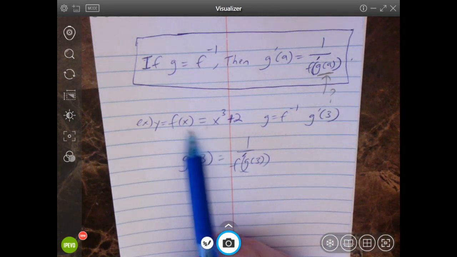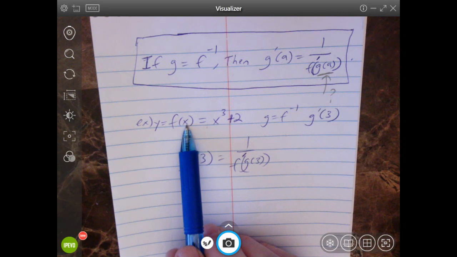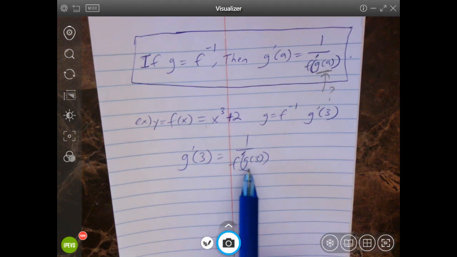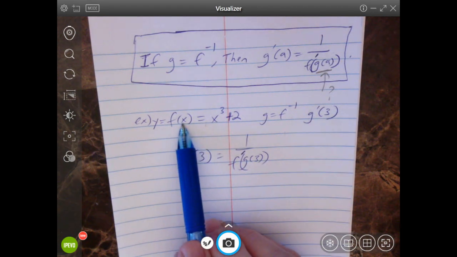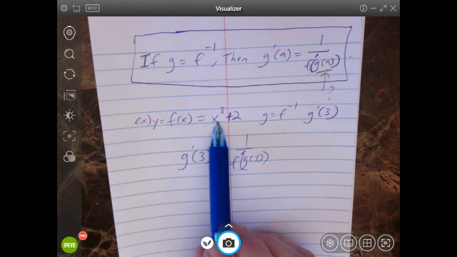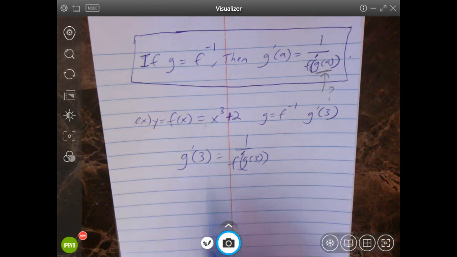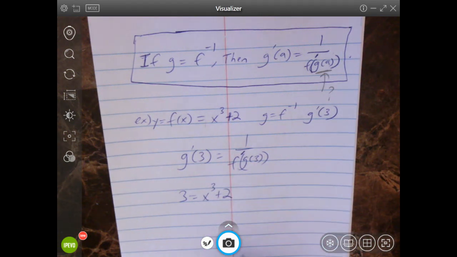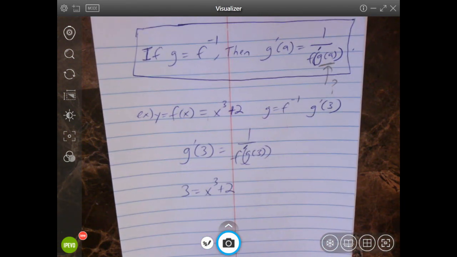So normally we plug a number into the function and figure out what that value is. So like you'd want to plug in 3 here. But that's not f of 3 that it's asking for. It's asking for g of 3. So instead of plugging the number in for x, you're actually going to set this equal to that number. So 3 is going to equal x cubed plus 2. And that's going to allow us to figure out that single value.